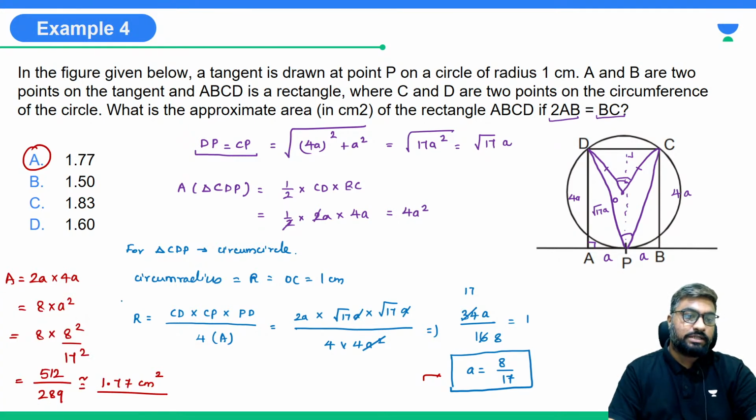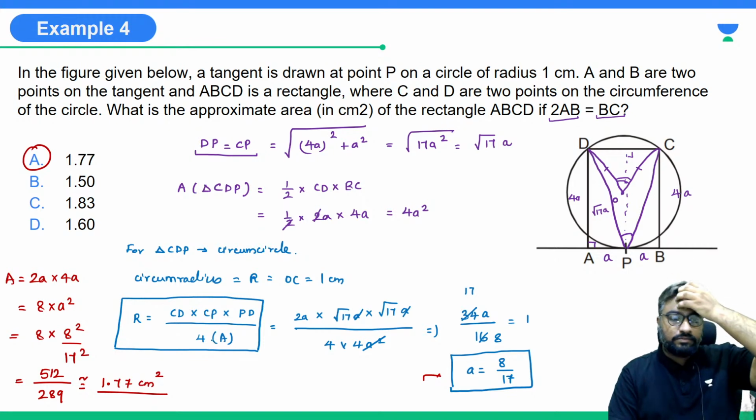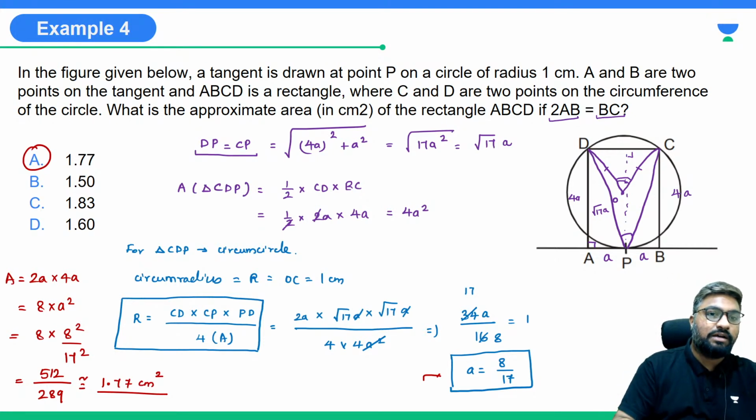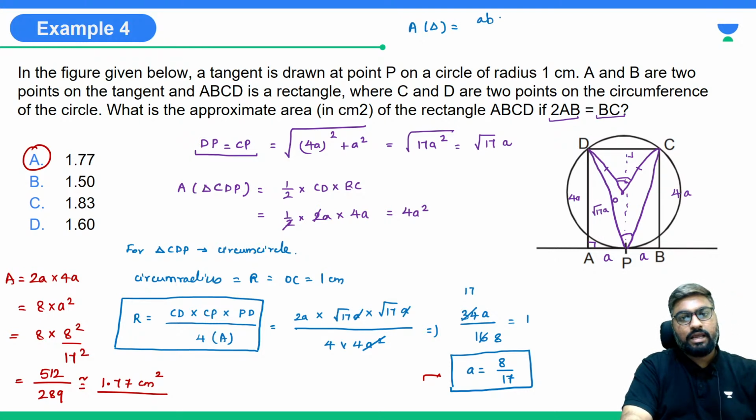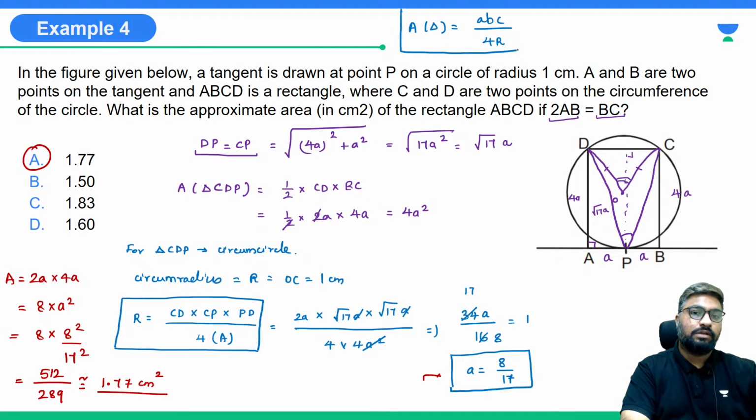ये क्या है? What is this? Area of the triangle का formula, right? In terms of circumradius. So area of a triangle is also given as what? abc by 4 times R. Getting this? Area of a triangle is equal to abc by 4 times R. इसको रख के we found it out. Okay?